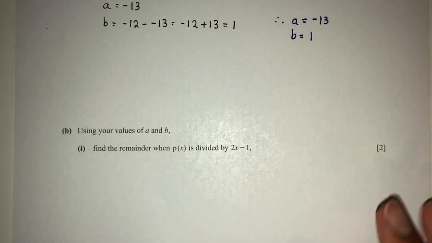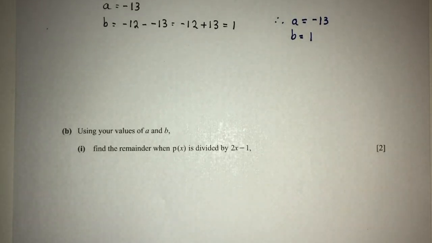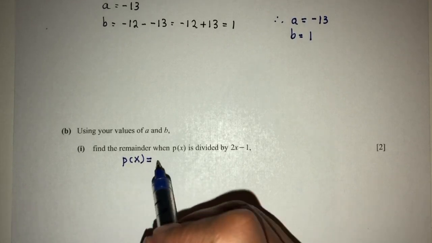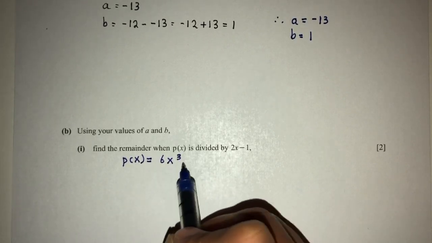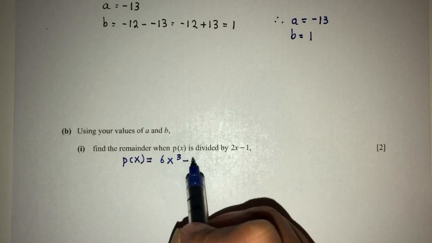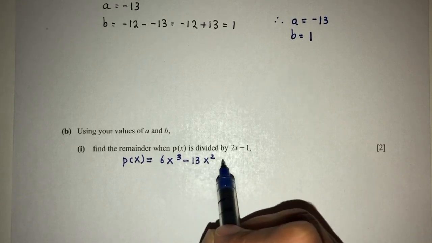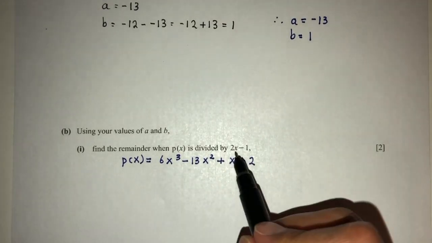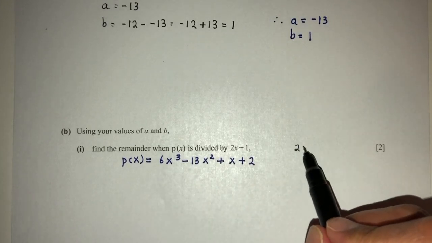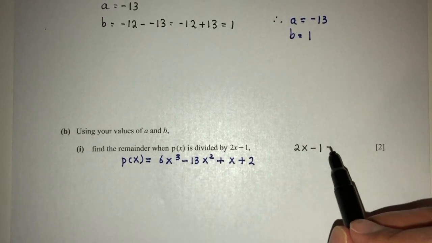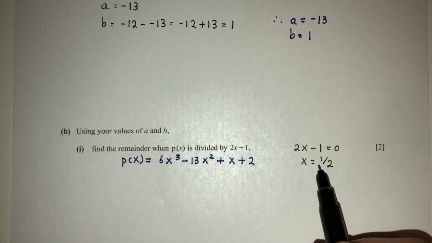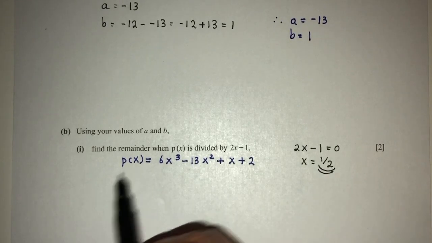Now part B, using your values of a and b, find the remainder of p of x when we divide by 2x minus 1. So pretty easy. Now we have p of x equal to 6x cubed, a is minus 13, x squared plus x plus 2. So basically we have to find the value of x to put here. So we take the factor given to us, equate that to 0, solve for x, you will have x will be half. Now take this value of x, replace it here, you will have your remainder.